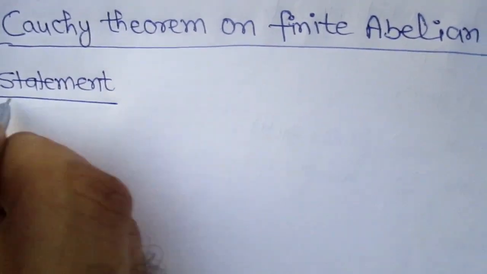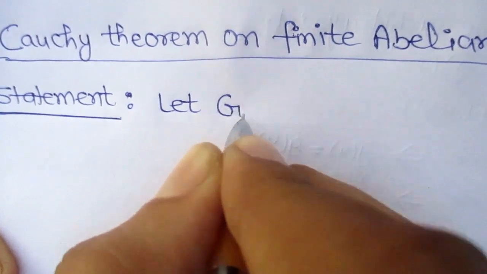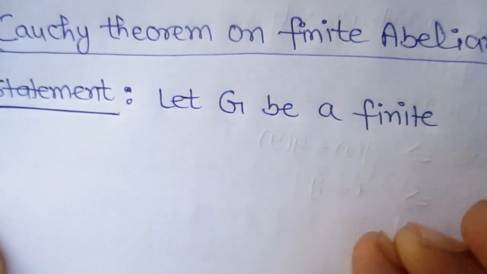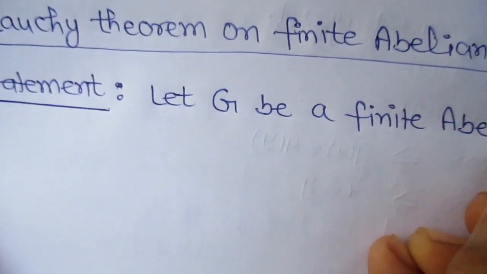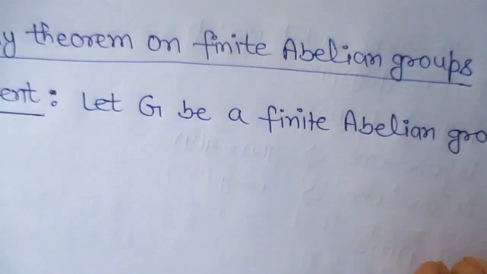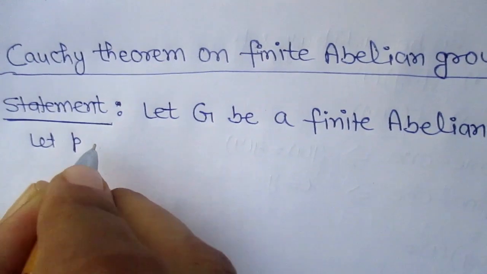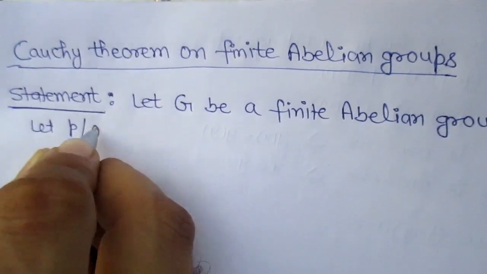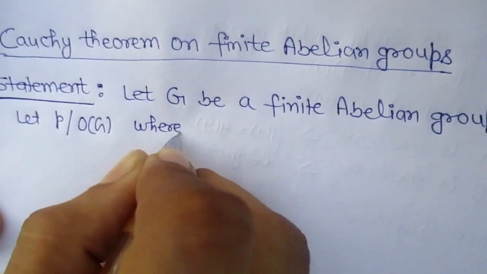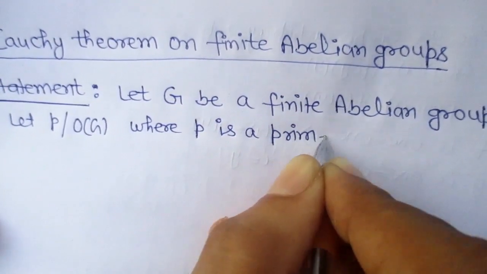स्टेटमेंट है: Let G be a finite Abelian group. Let P divide the order of G, where P is a prime number.